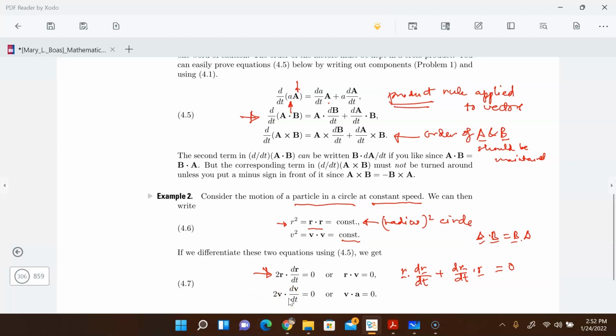So again, the same thing happens when you differentiate your v squared. So you get your v dot again, v dot dv/dt. dv/dt is your acceleration here. dr/dt is your velocity. Okay, so you get r dot v equals 0 for the first one, v dot a equals 0 for the second one. And what does it imply there? The first one will imply that your r is perpendicular to v, and then the second one will imply v will be perpendicular to a.